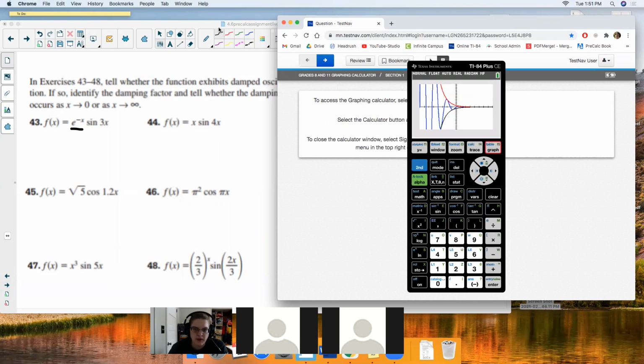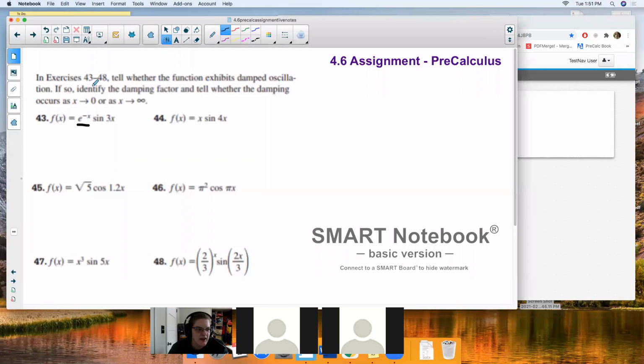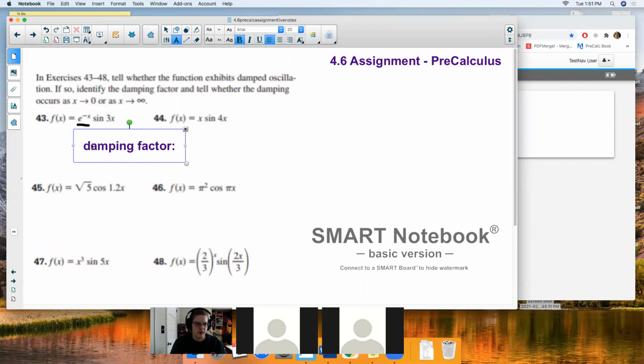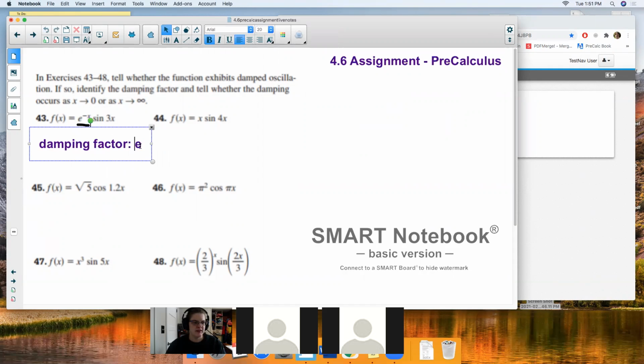So what does it say that it wants? Identify the damping factor and tell whether the damping occurs. Interesting. Okay, so our damping factor is going to be e to the negative x. And of course, I can type it like that on here.